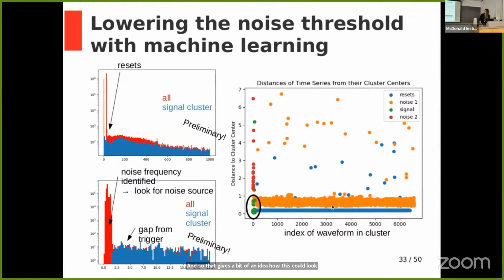What you can see here is the distance of events to the cluster center. The green ones are the signal events. They are all pretty similar, which means that it's possible to identify them. Then we have the different types of noise, the blue and the orange one here, which are the resets and this characteristic spiky noise, also close, and then other noise that is a bit more fluctuating. But overall, the positive thing here is that all signal events are very close together.